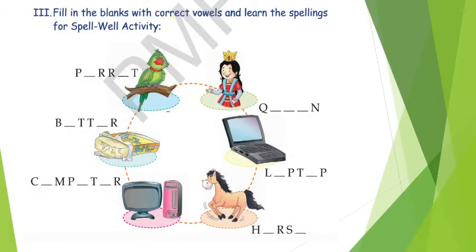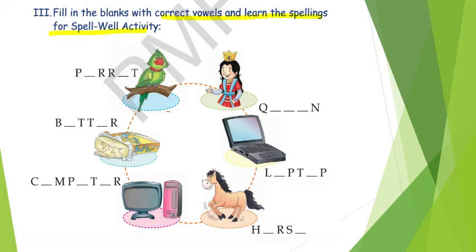Fill in the blanks with correct vowels and learn spelling for the Spellwell activity. So here there is a spelling along with the picture, but the spelling has some missing vowels. So you have to fill those blanks with vowels only. That means there will be only a vowel in the fill-ups like A, E, I, O, U. Out of these 5, you have to fill the correct one.